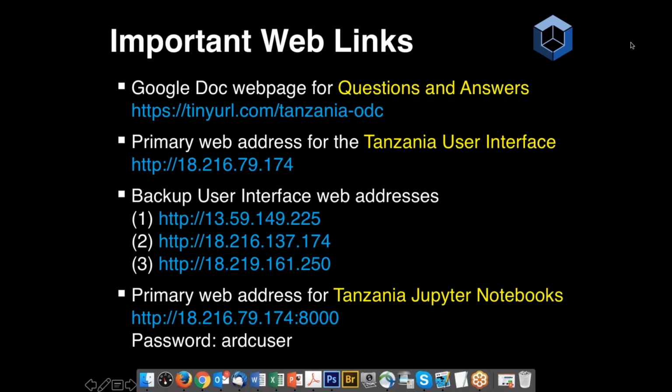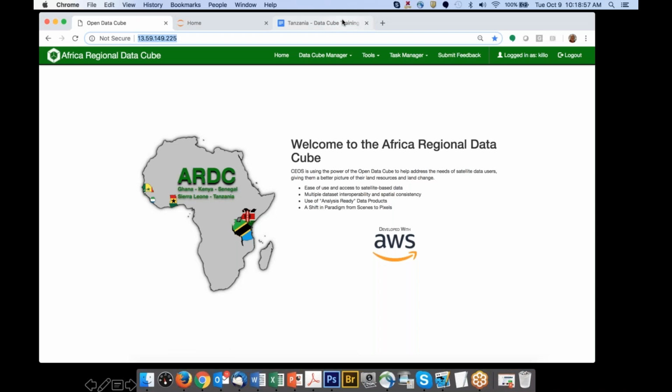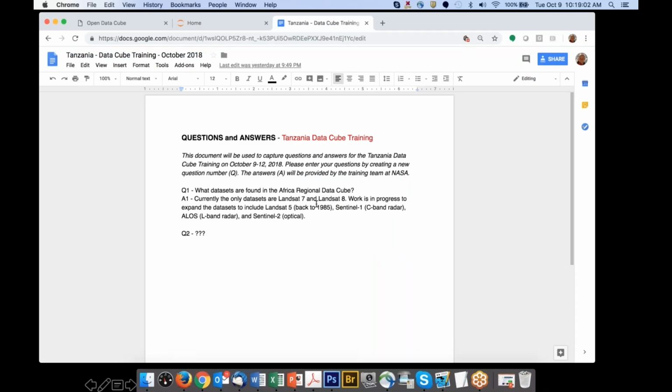So I wanted to share with you a few links that we can use in the next couple days as we bounce through these various tools. The first one at the top of the screen is a Google Doc that I created for questions and answers. I made a little link to it, tinyurl.com, Tanzania-ODC. If you go there, it will look like this, and it's viewable and anybody can edit it on the fly. If you want to type your own question here, you can do so, and then our team will provide answers. If you have questions and there's not a lot of time to discuss them, feel free to use this document. I think this will be helpful, and I'll continue to compile this.